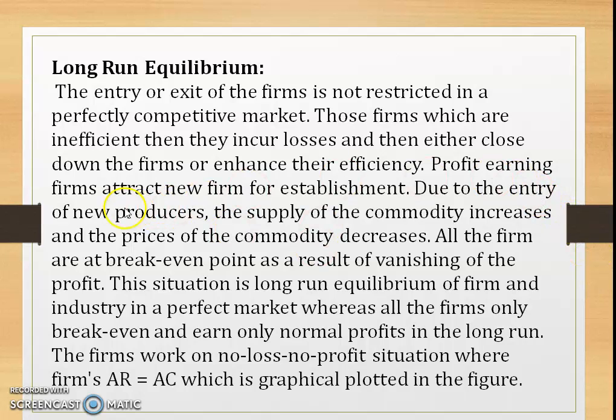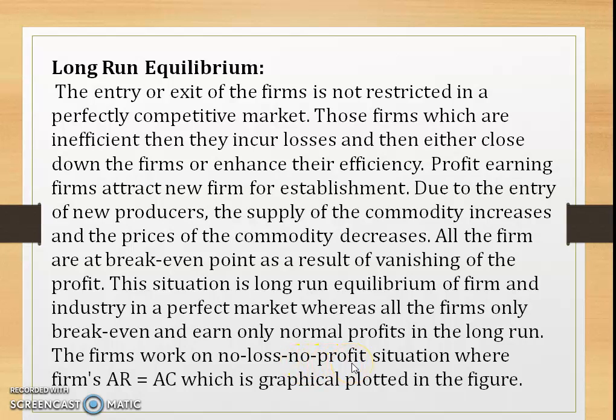Okay. The profit earning firm attracts new firms for establishment. Due to the entry of new producers, supply of the commodity increases and the price of the commodity decreases. Then the firms are at the break-even point, which is the normal profit. So break-even is nothing but neither loss nor profit. So this is a normal profit, which is attained as a result of vanishing of the profit. This situation is the long-run equilibrium of a firm and industry in a perfect market, where all the firms only break even and earn only normal profits in the long-run equilibrium. The firm works on no loss, no profit.